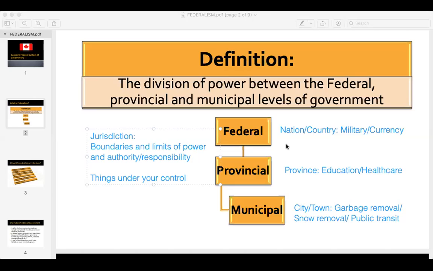But we are now going to add to this. There's not just levels of government, there are branches of government. So I'm actually going to now pause the recording.